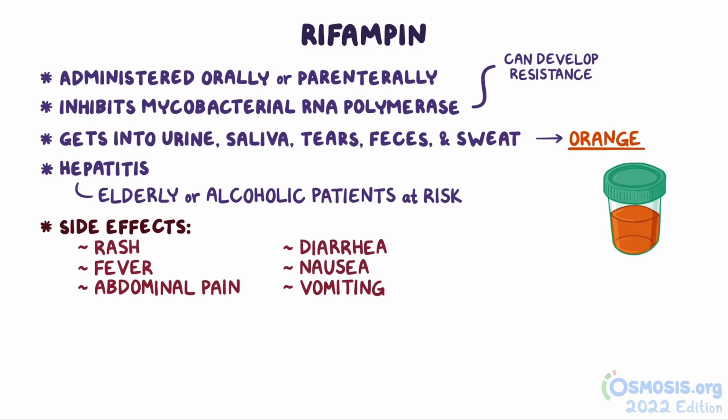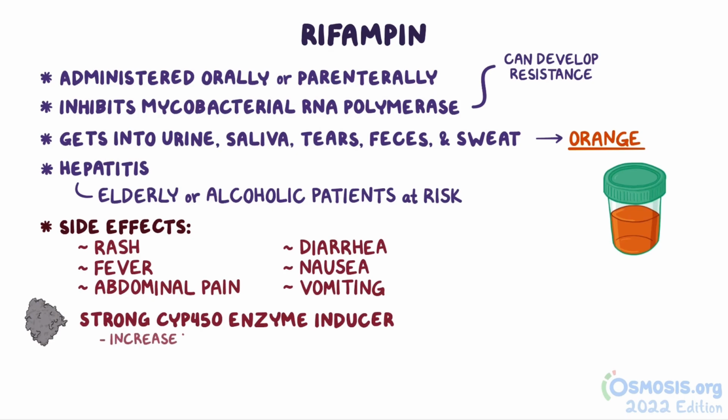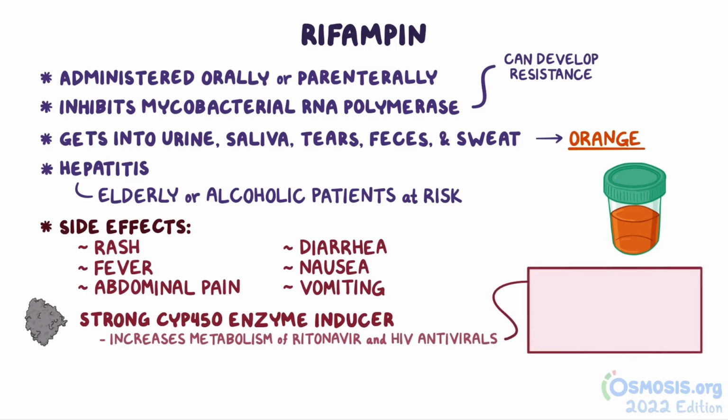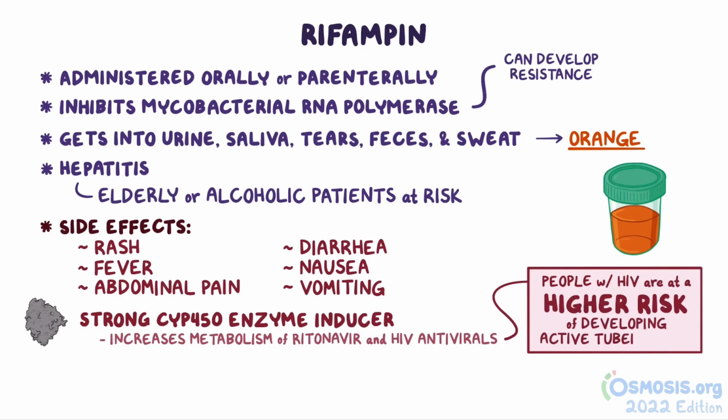Now, an important fact is that rifampin is a strong CYP450 enzyme inducer, which means it increases the metabolism of many medications, like ritonavir and other HIV antivirals. This can be problematic since these people with HIV are at a higher risk of developing active tuberculosis.